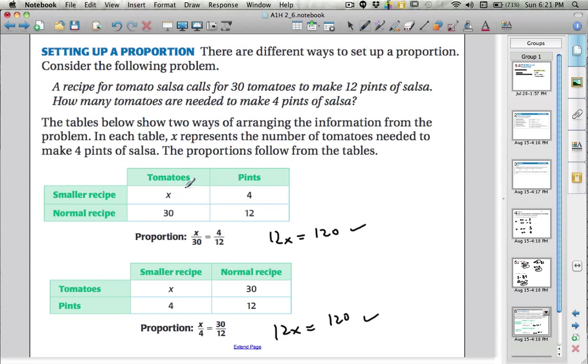Okay, so it doesn't matter how you organize it. What matters is that you always maintain the relationship of what's in the numerator and what's in the denominator, right? In each case, x will be equal to 10. Okay? So hopefully you'll get the sense that you shouldn't stress too much over how you organize it. It isn't that one way's right and one way's wrong. They're just two different ways to go about it.